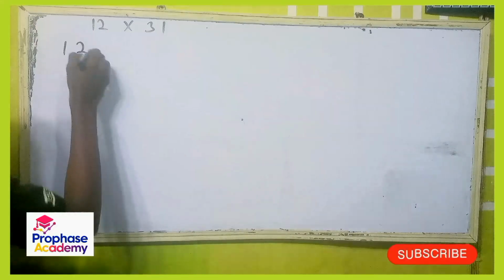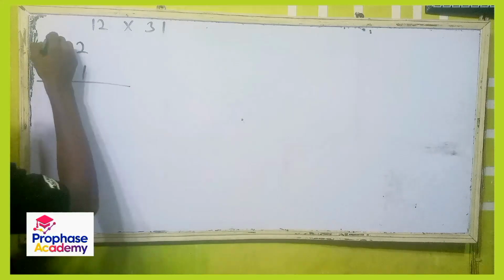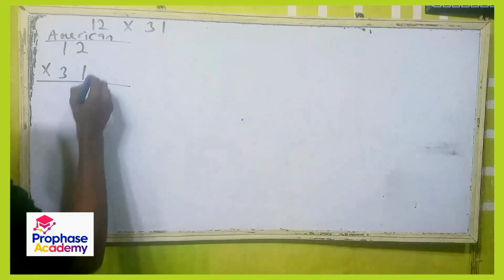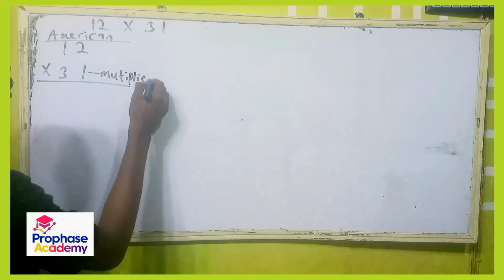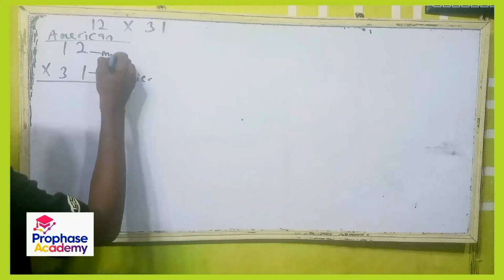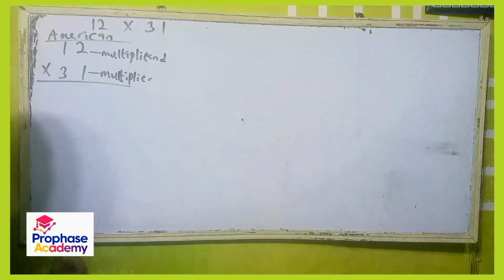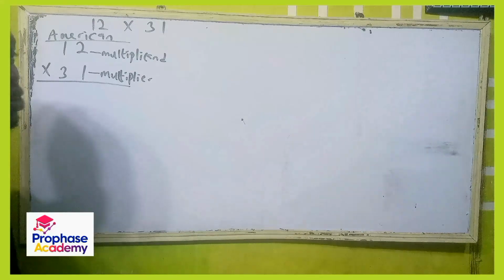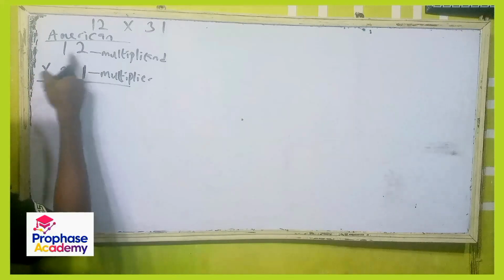So if you're having 12 times 31, the first method I'm teaching here is the American method. The one that you use to multiply is the multiplier. The one that is being multiplied is called the multiplicand. So how do we multiply? The American method is the one we are taught in the lower grade and basic school, a commonly used method. So 1 we times this digit, and 3 we times the digit.